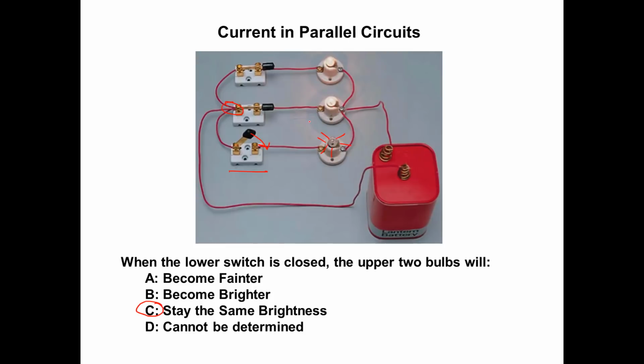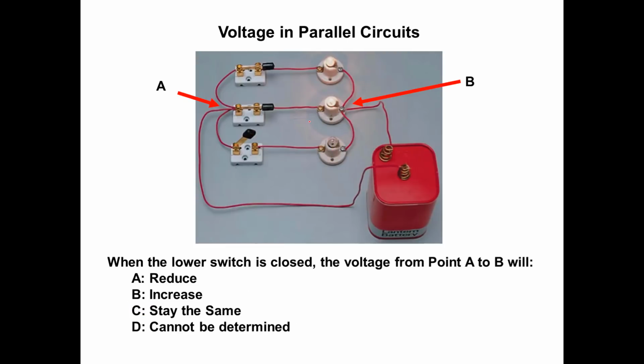Let's take a look at another question. How about the voltage in parallel circuits? When the lower switch is closed here, the voltage from point A to B will be... so we're going to close this switch. We already know that this light bulb is going to turn on. We have an idea that these bulbs will stay the same brightness, so what do you think is going to happen to the voltage? Go ahead and answer that. We'll pause for a few moments.